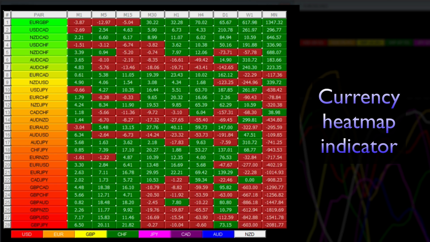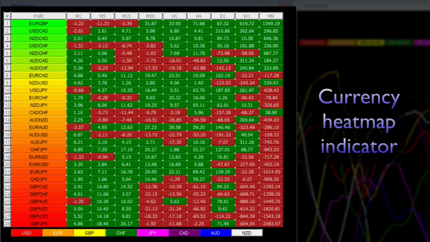In summary, the currency heat map is simply that, a heat map of the currency world from the micro to the macro and on a single chart.